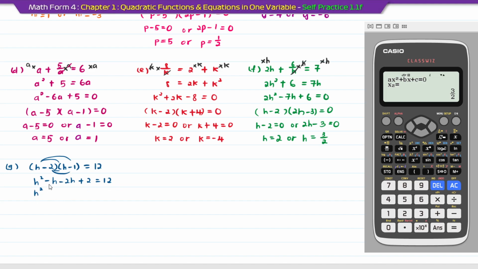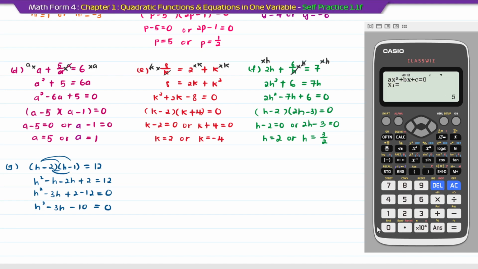So h squared, then minus h minus 2h will give you the answer of negative 3h. This one will become plus 2, and then this 12 moves to the front, it will become a minus 12, right? So we're going to have h squared minus 3h minus 10 equal to 0. So this one you can solve using your calculator. Press the AC button. So A is 1, the B here is negative 3, the C here is a minus 10.